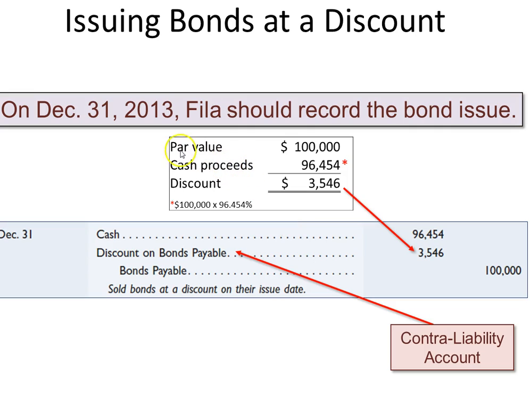And here it is. So par value is $100,000. They're issuing $100,000. That's the face amount. That's what's going to have to be paid back to the lender. But the lender's only giving you $96,454. Here's your discount. So now you're going to mark, here's the cash I received. Here is what I owe. Notice the difference, and this difference is your discount on bonds payable.